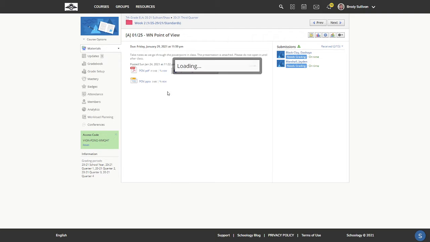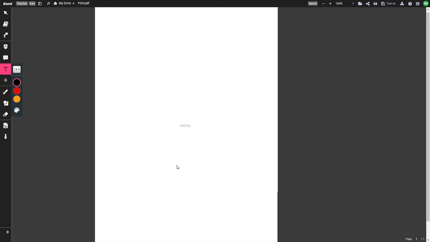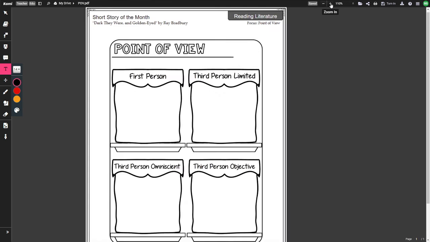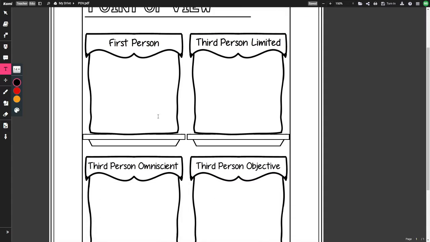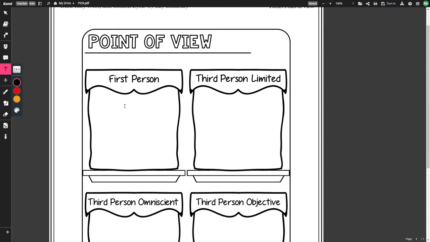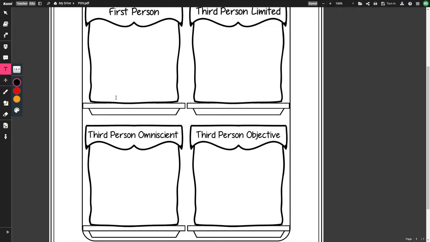So I need you to open up this window notes file inside of Kami and take notes as I go through this PowerPoint with you. Just pause the video and write things down. You can flip back and forth between the tabs and put down what you need.